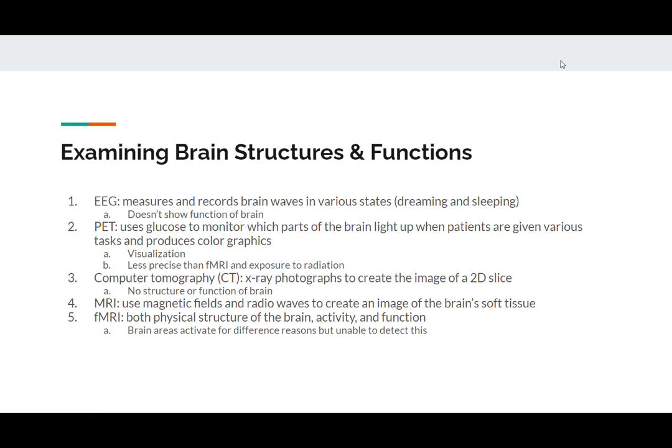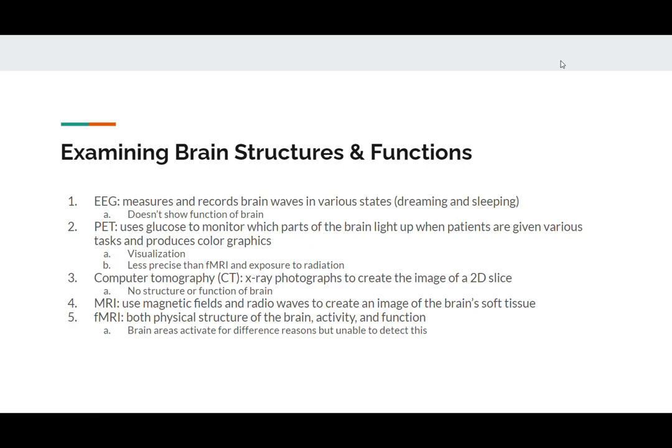Then we have CT. I think I had a typo here. It's actually computed tomography, not computer. So CT, and this is really commonly heard. CT scans and magnetic resonance imaging, which is MRI, create visual images of the structure of the brain. CT scans use a variety of X-ray photographs to create an image of a two-dimensional slice. MRIs use various magnetic fields and radio waves to create an image of the brain's soft tissue.